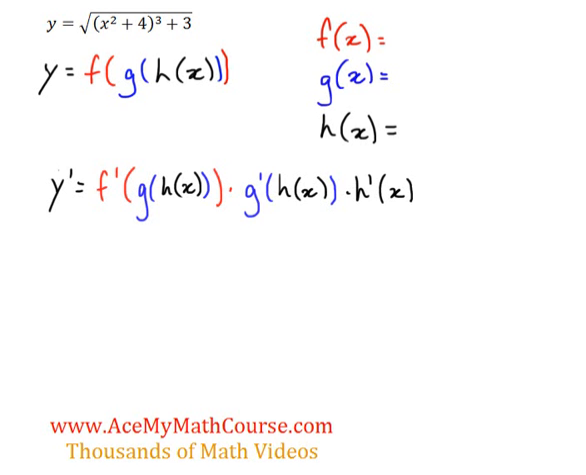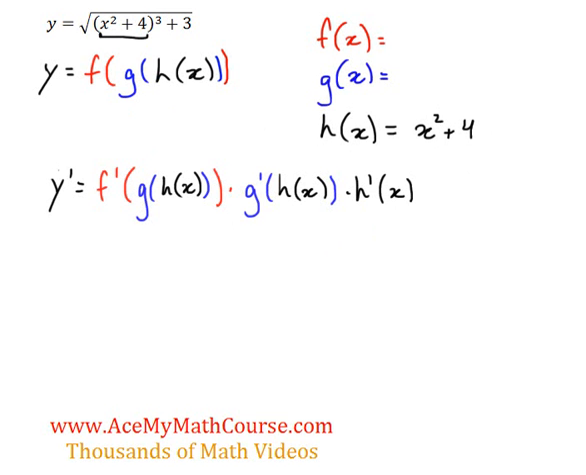Okay, so here we have a question that will require the double chain rule. So we have f of g of h of x. So taking y prime of this, we're going to have f prime of g of h times g prime of h times h prime of x. So let's get started by finding our innermost function, which in this case will be just the x squared plus 4.